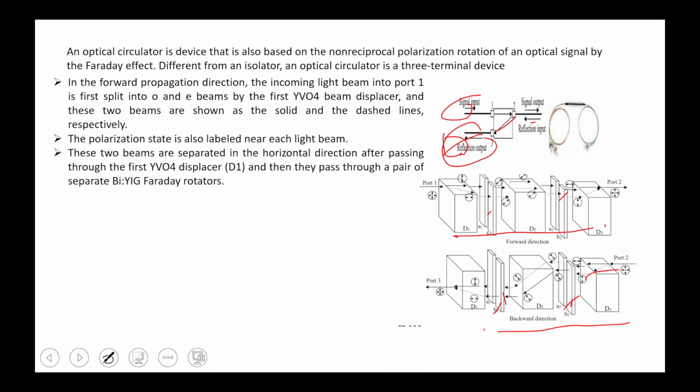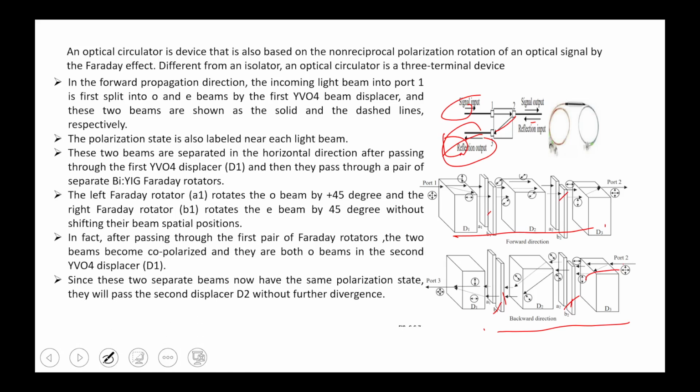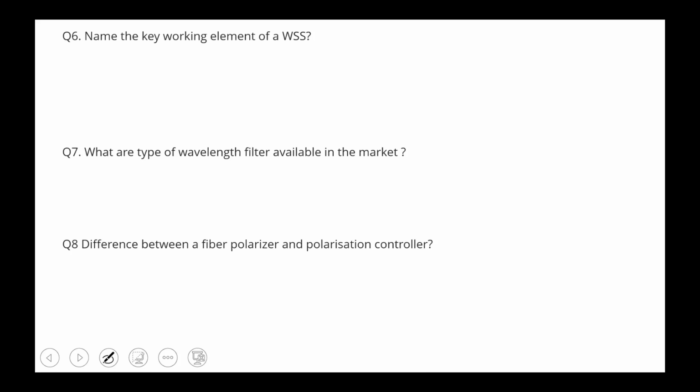So you can go through the theory and working principle of that. Name the key working element of the WSS, the wavelength selective switch. What is the key element?